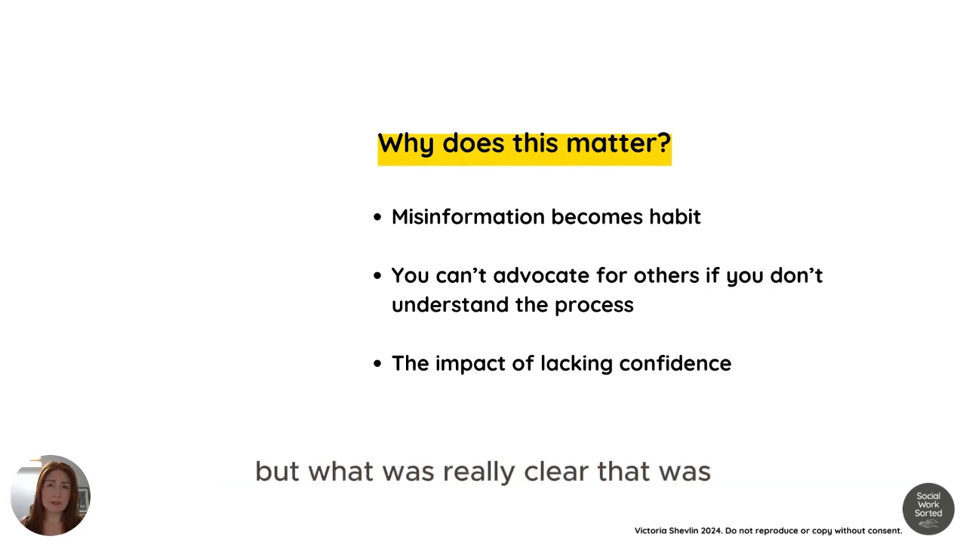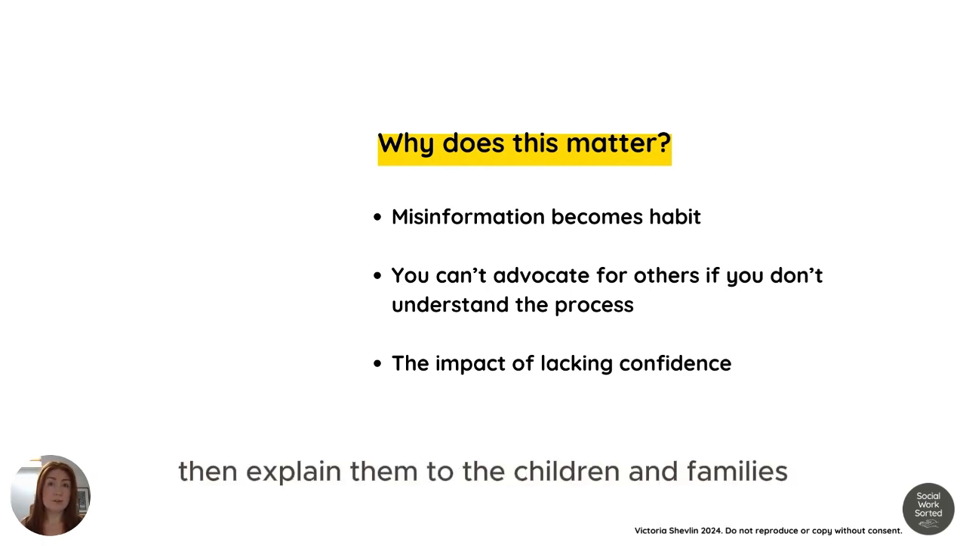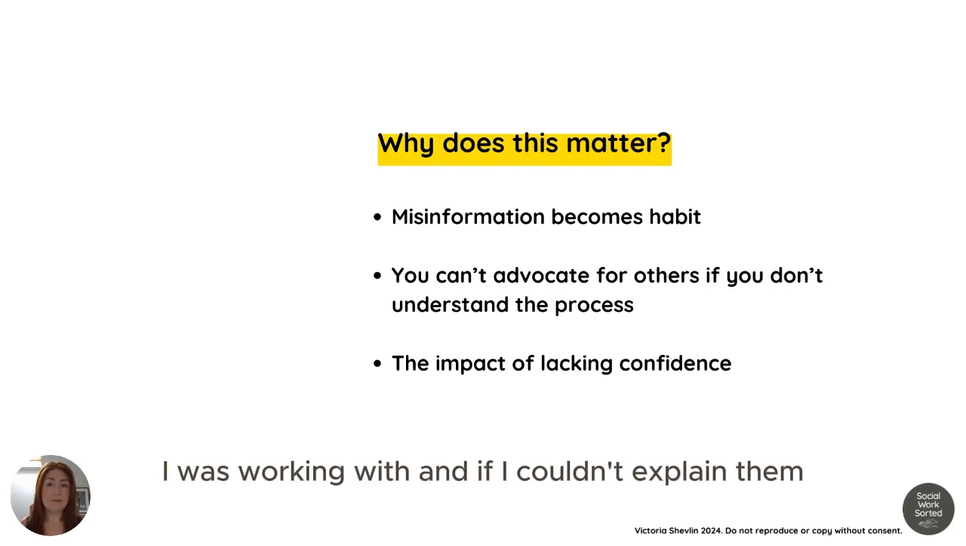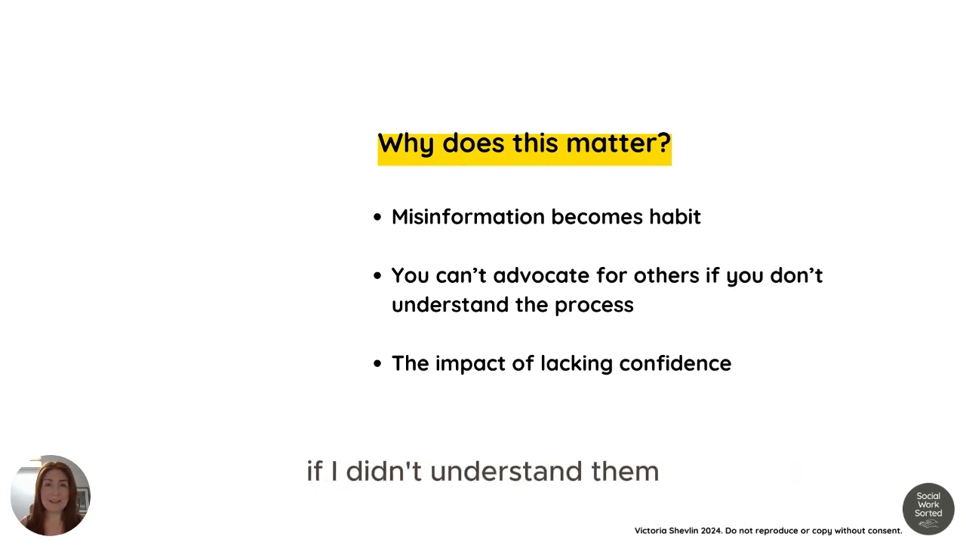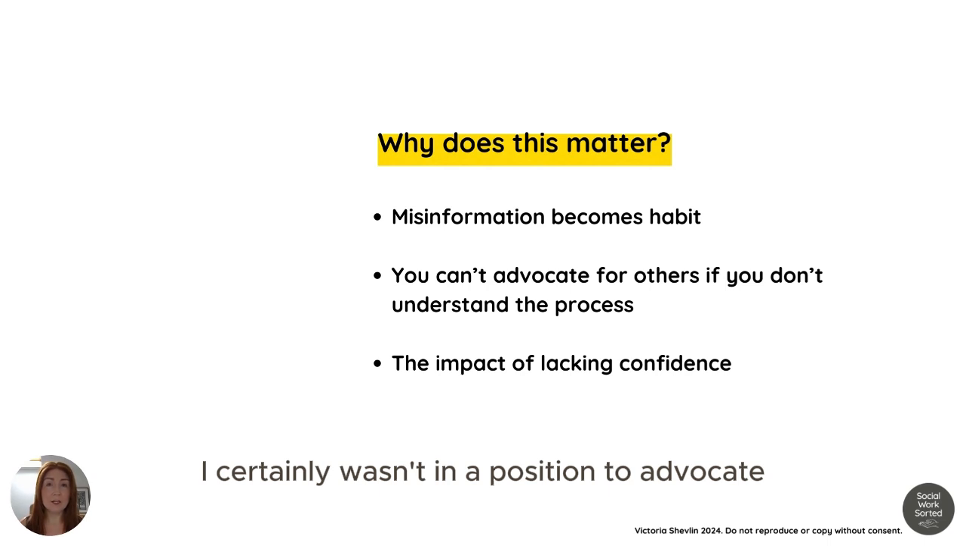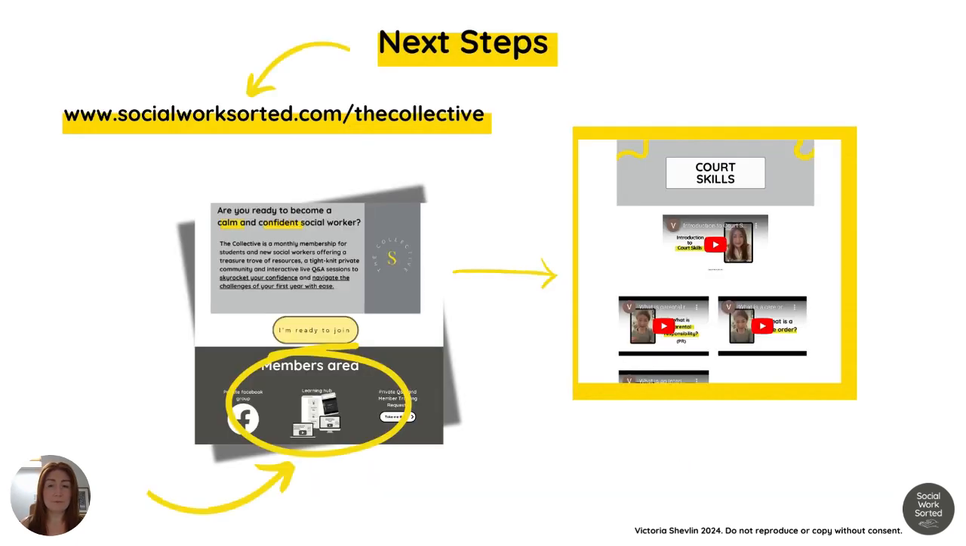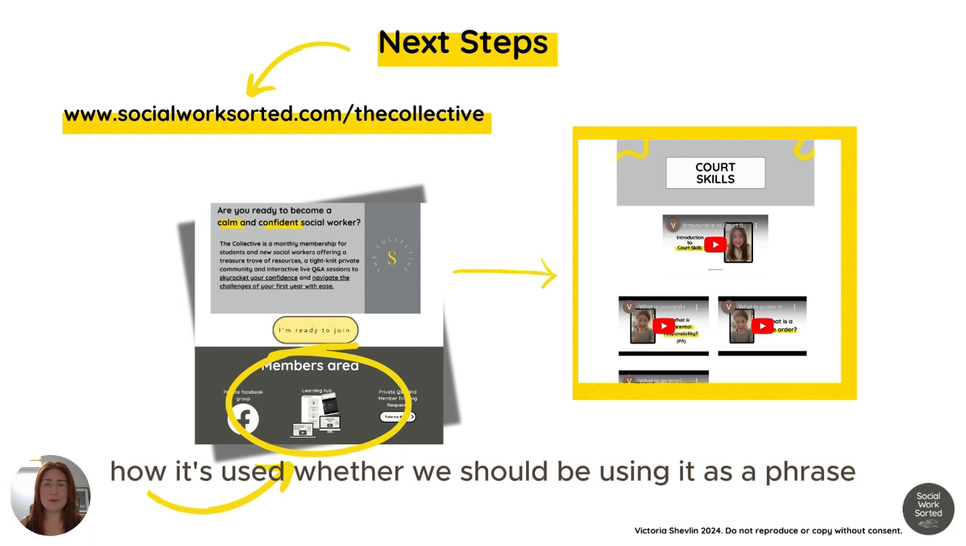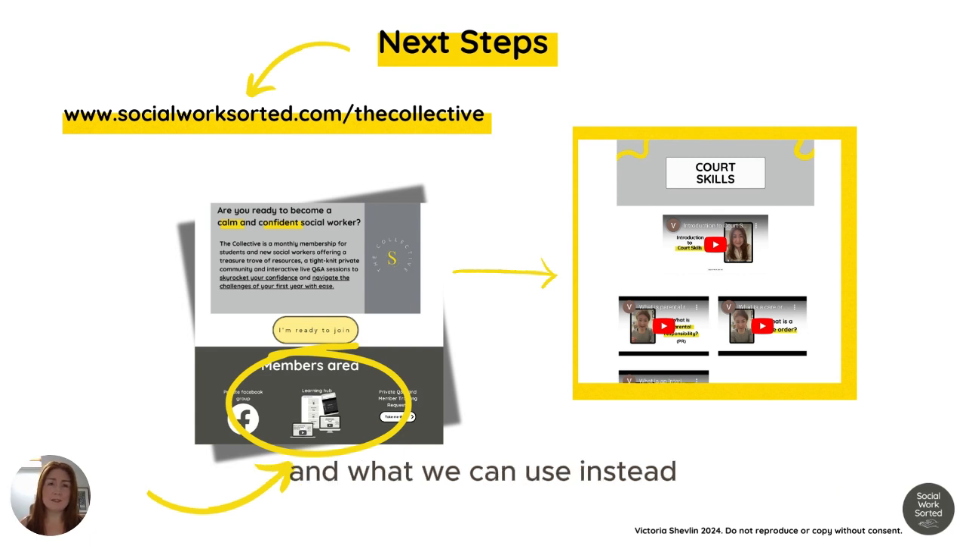But what was really clear was when I didn't understand court processes or pre-proceedings processes, I couldn't then explain them to the children and families that I was working with. And if I couldn't explain them, if I didn't understand them, I certainly wasn't in a position to advocate. And when justice, social justice, is such a big part of our job, when advocacy is so important, we need to be able to do that. So hopefully that was helpful for you in terms of thinking around PLO, how it's used, whether we should be using it as a phrase and what we can use instead.